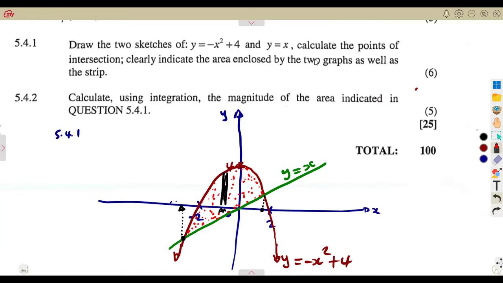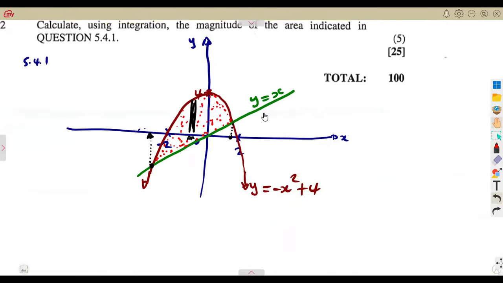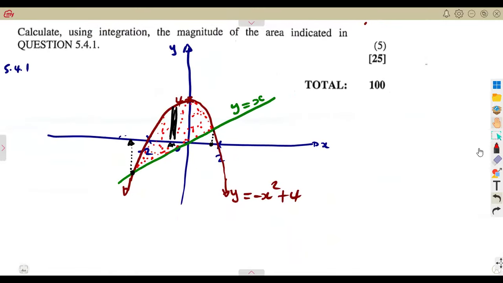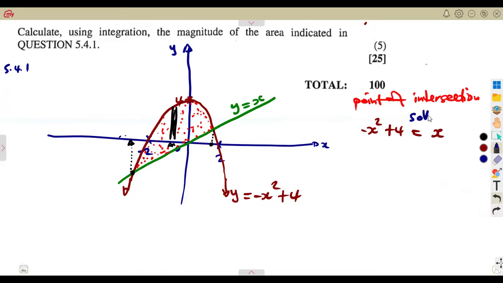So we need the point of intersection. That is the one that is left. At the point of intersection, remember the 2 graphs are equal. That is for the points of intersection. So at the point of intersection, the 2 graphs are equal, meaning this graph of minus x squared plus 4 is equal to this graph. So you can solve for x. You now have a quadratic equation. Solve for x.